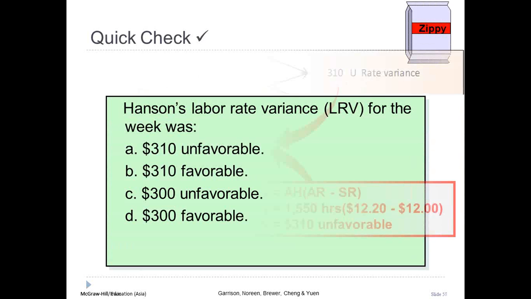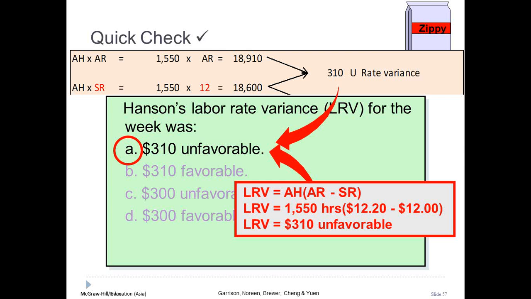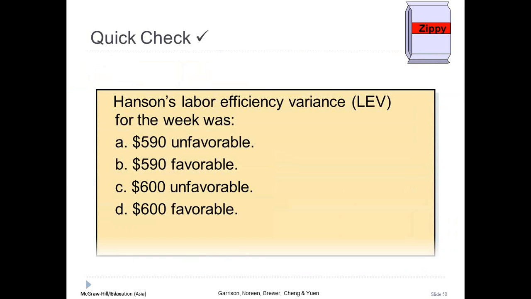We find the labor rate variance by multiplying the actual labor hours worked times the difference between the actual rate per labor hour and the standard rate per labor hour. The $310 unfavorable labor rate variance results because Hansen paid 20 cents per labor hour more than standard for 1,550 hours actually worked.